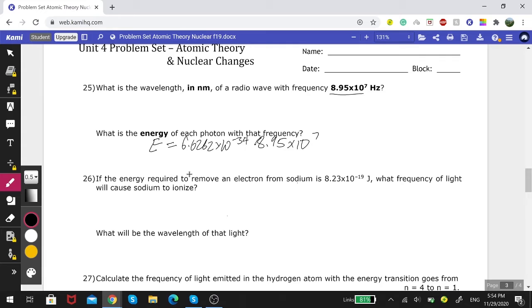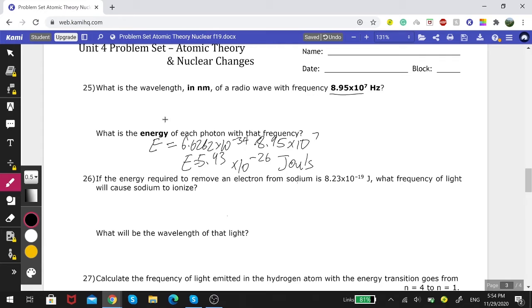Okay, so now we plug that into a calculator. 6.6262 e to the negative 34th times 8.95 e to the 7th. That gives us 5.93 times 10 to the negative 26 joules. Okay, now that we found energy, actually no, whoops, we don't even need energy to find the other one.